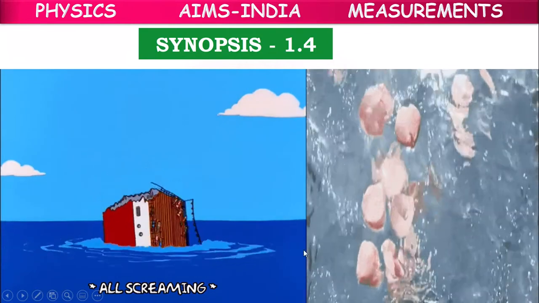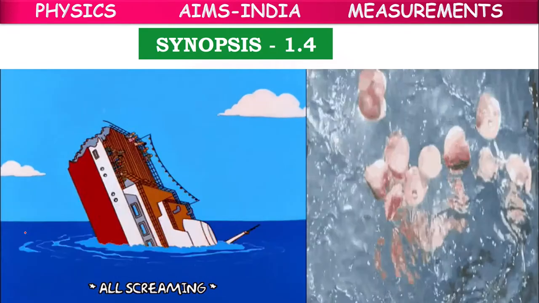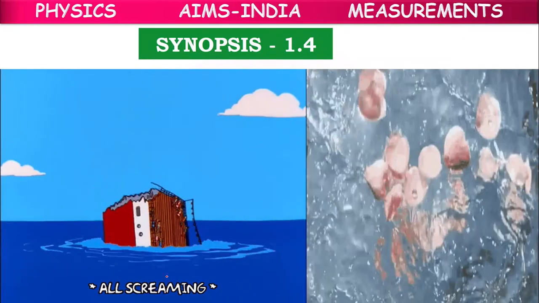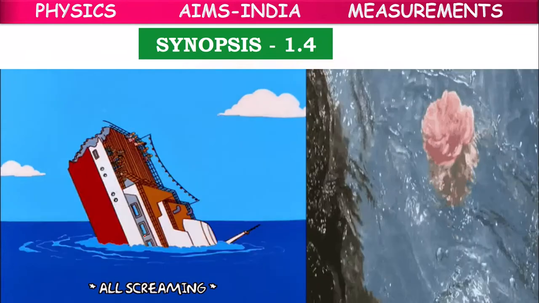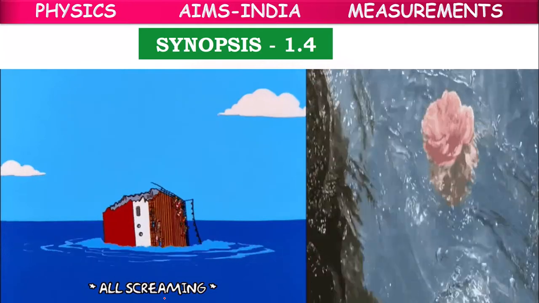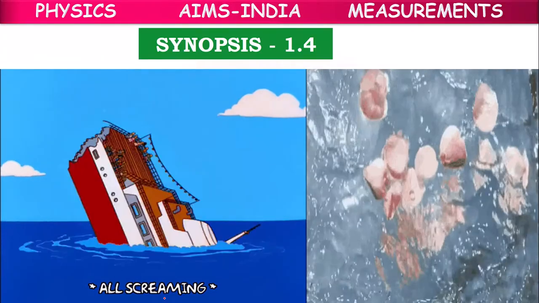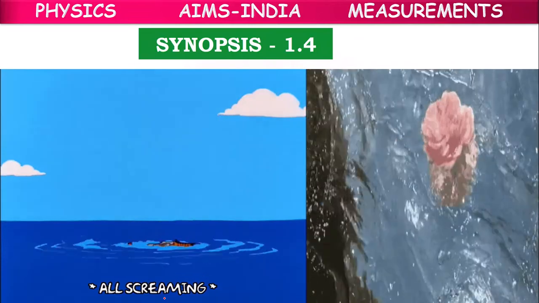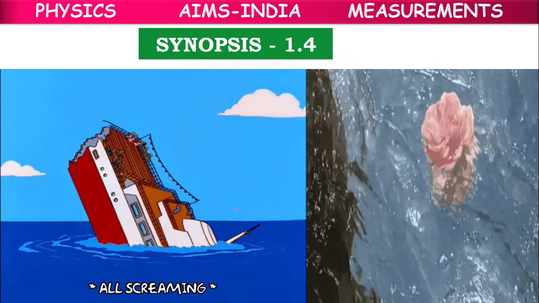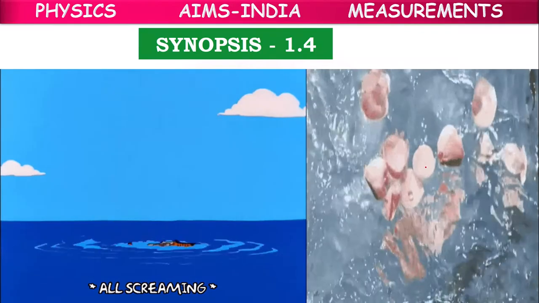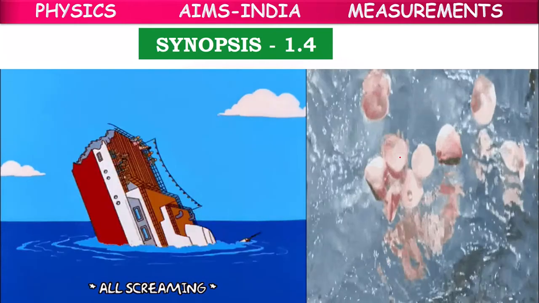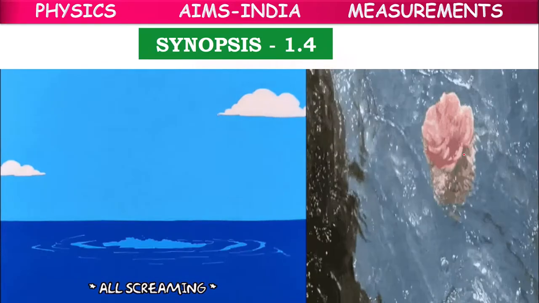Before going to the concept, first observe two short videos, children. In the first picture, a ship is sinking into the water and all the people on the ship are screaming, shouting loudly to be protected. In the second picture, the petals of a rose flower are floating on the water.